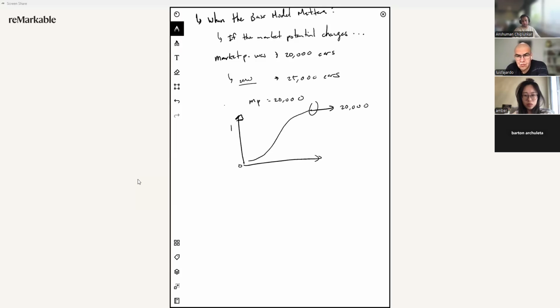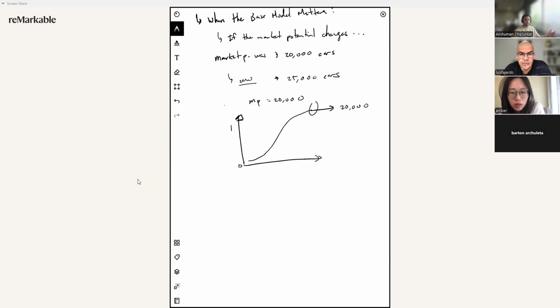And then the other way this changes is that let's say we're not the only company that's going to be selling cars to people. When we talk about 20,000 cars here, we're saying that's our market potential. That's our piece of the pie. But let's say the total market was 100,000 cars. That means we only occupy 1/5 of that market.